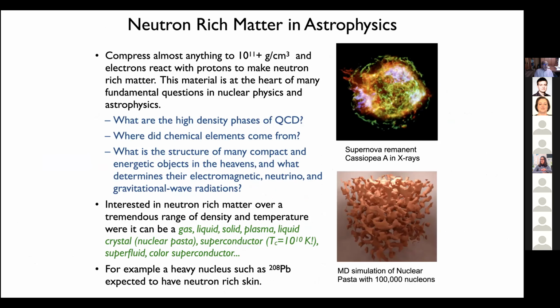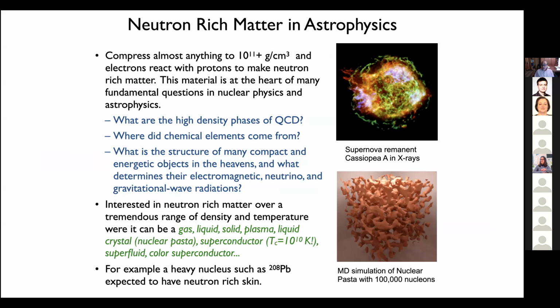Okay, and one third area of motivation is neutron-rich matter in astrophysics. If you compress almost anything enough, electrons react with protons to make neutron-rich matter. This material is at the heart of many fundamental questions in nuclear physics and astrophysics. What are the high density phases of QCD? Where did the chemical elements come from? What's the structure of many compact and energetic objects in the heavens? And what determines their electromagnetic, neutrino, and gravitational wave radiations?